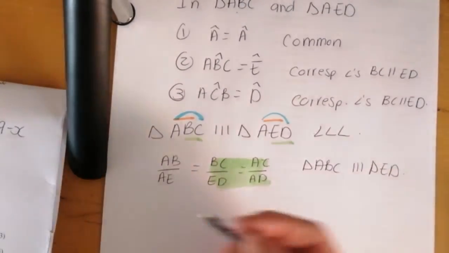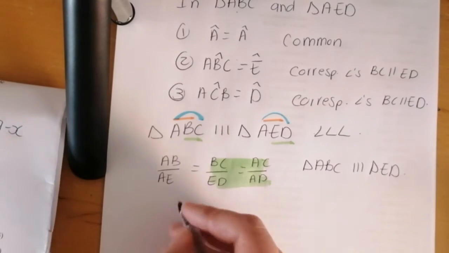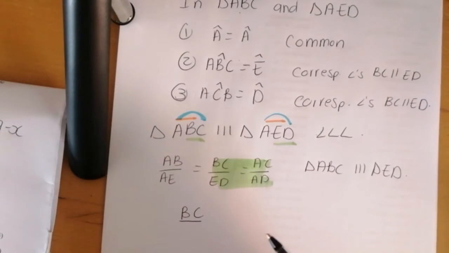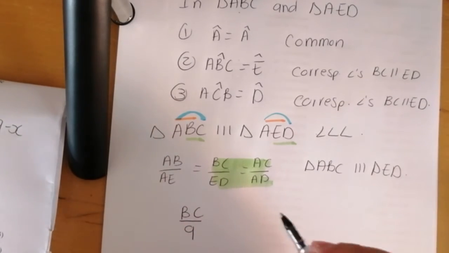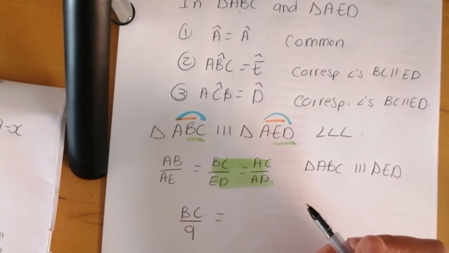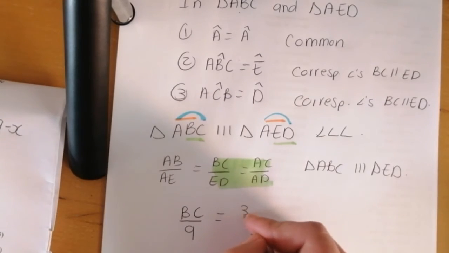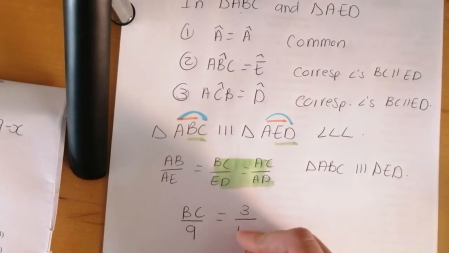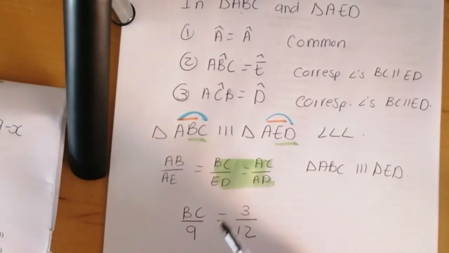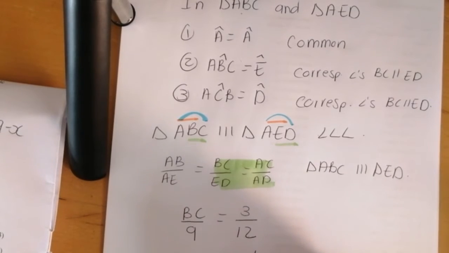And then we can say, thus BC, which we want to calculate, over ED, that we have calculated as 9 units, is equal to AC, that is given as 3 units, over AD, which we have calculated as 12 units. Once again, if we cross multiply, we can get BC equals 3 over 12 times 9, which is equal to 2 1/4 units.